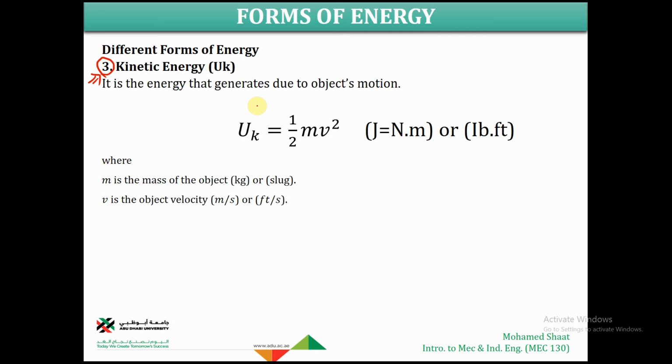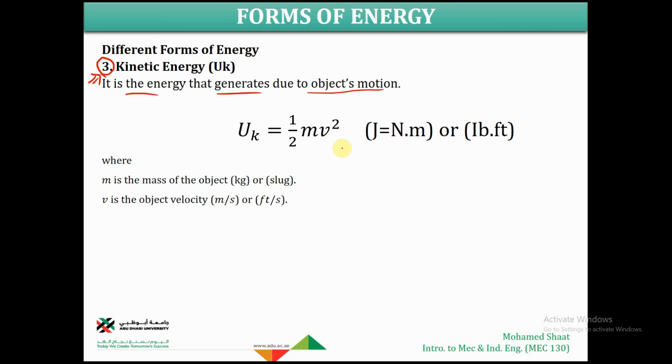So any object that is stationary has zero velocity, that is not moving, definitely it has zero kinetic energy. So the kinetic energy is only described for objects that are moving. Any object that moves has kinetic energy. Or at least we should apply a force on it or a work on it, and this work will be converted into kinetic energy. So it is the energy that generates due to the object's motion.